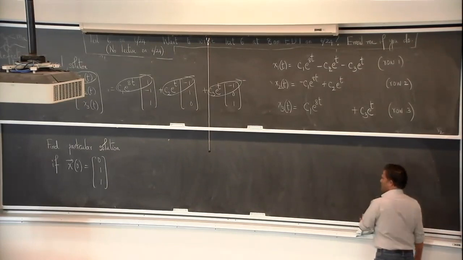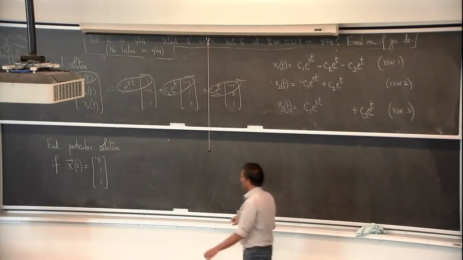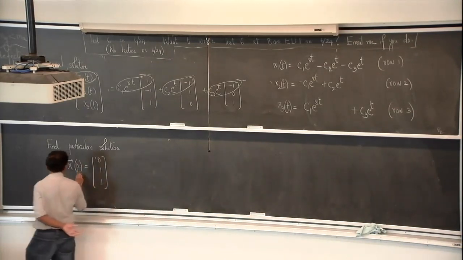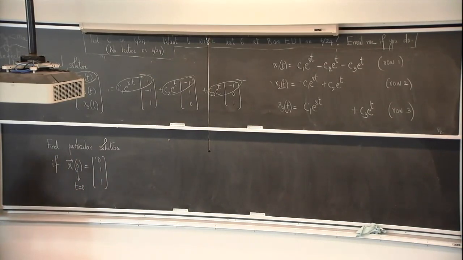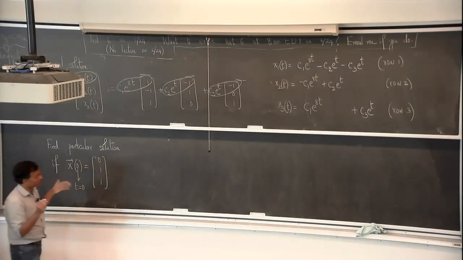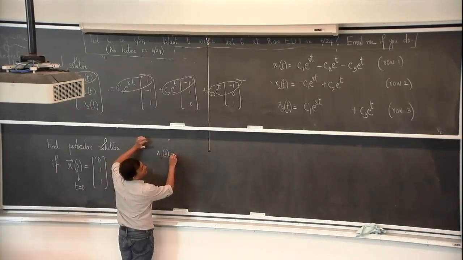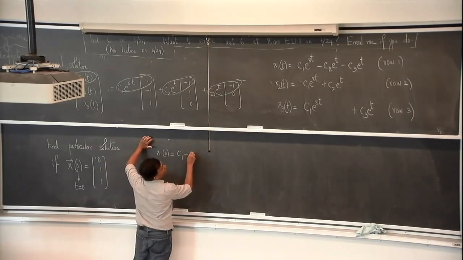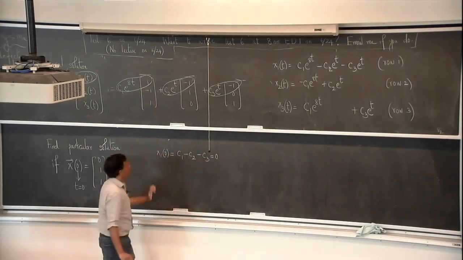I just made it up myself, so I hope it's a consistent system. Remember that you are plugging in t equal to 0 here. As much as it looks like a bad idea, e to the power of 0 is 1, so it's not as bad as it looks. So x1 of 0 is C1 minus C2 minus C3, and that's equal to 0.